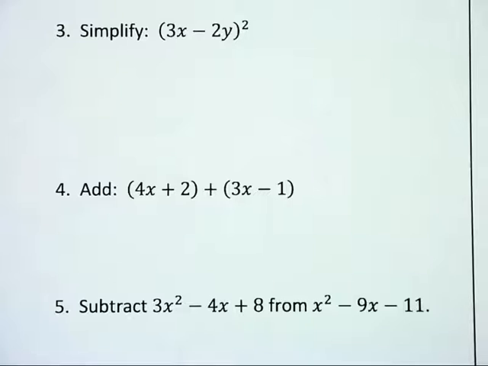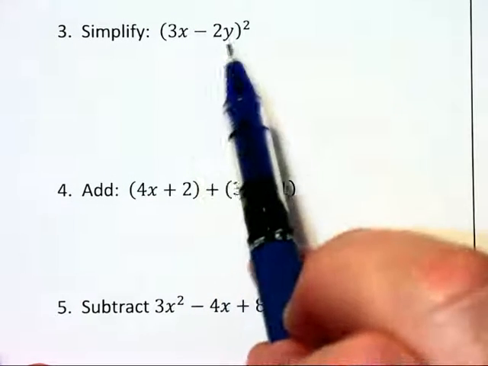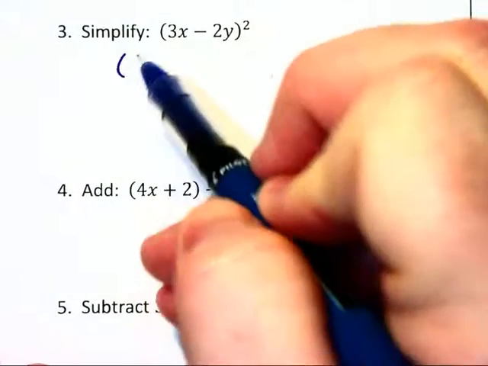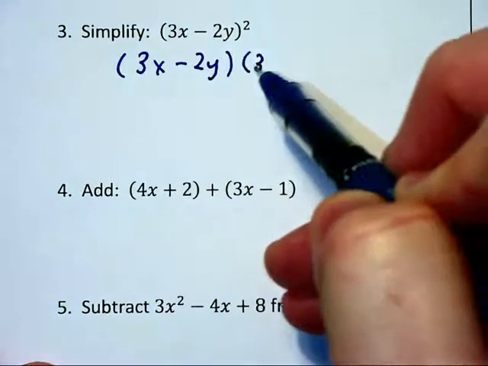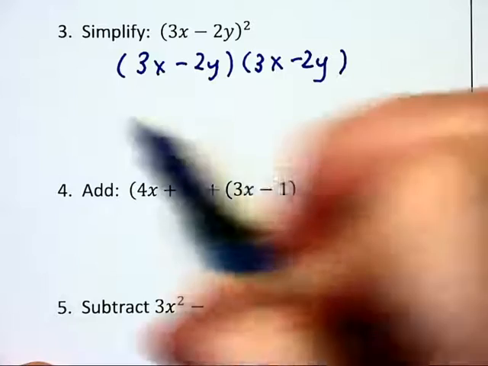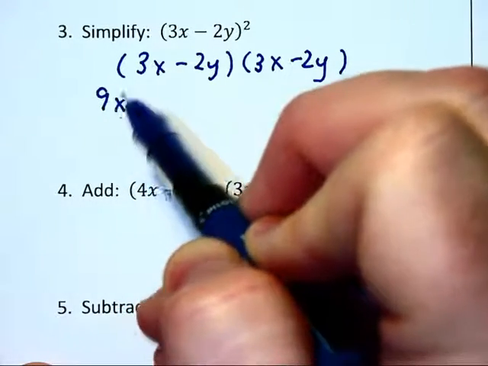Now I used the direction of simplify on this next problem to not remind you that this was multiplication, because the common mistake is to square each term inside. Instead, you want to write this as 3x minus 2y times 3x minus 2y again, and do all the distribution out. The first part of the distribution, 3x times 3x, is 9x squared.